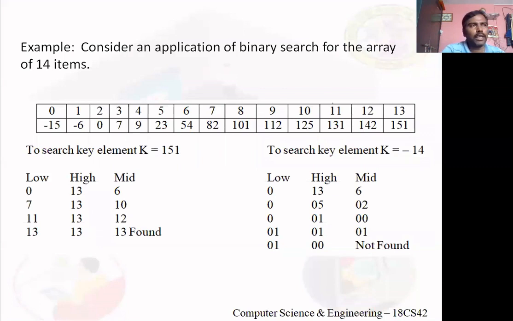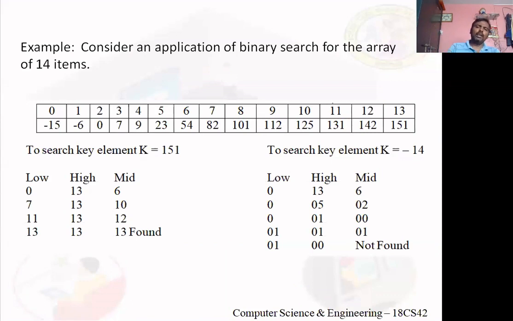The low index can never be greater than the high index. In the last step, what we found is that the low index is greater than the high index. It's impractical. So when this impractical condition appears, where the lower index is greater than the higher index, we conclude it's an unsuccessful search. Of course, minus 14 doesn't exist.